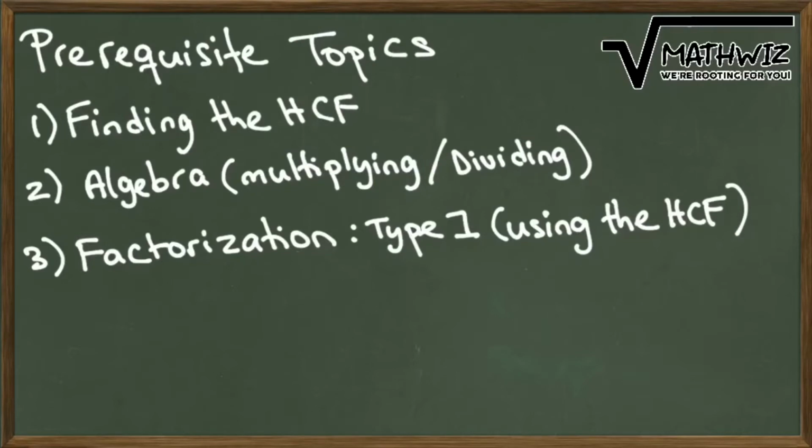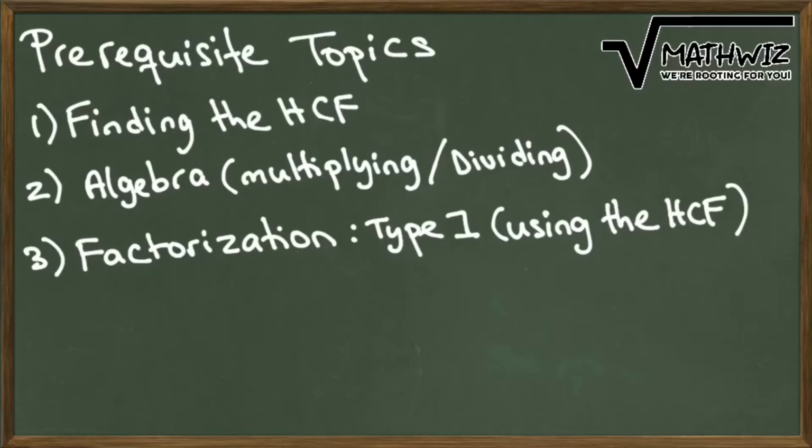So the first thing we're going to do is talk about the prerequisite topics that are needed to do these past papers. Today we're looking at the factorization questions, and specifically those that we would call here at MathWiz Academy type 1, which, if you go to school, is the one where you use the highest common factor. So if you have a problem finding the highest common factor, we would suggest you go ahead and watch the video using the link that is appearing right now.